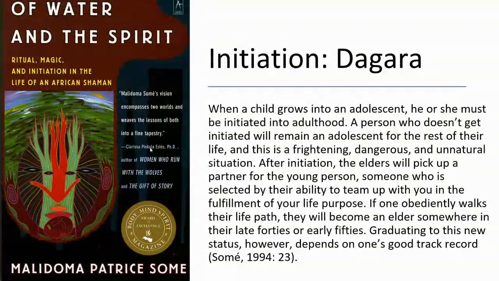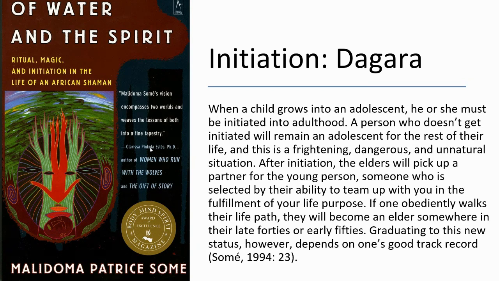And so, according to Malidoma Somé, in his text Water and the Spirit: Ritual Magic and Initiation into the Life of an African Shaman, when a child grows into an adolescent, he or she must be initiated into adulthood. A person who doesn't get initiated will remain an adolescent for the rest of their life. It is a frightening, dangerous, and unnatural situation.